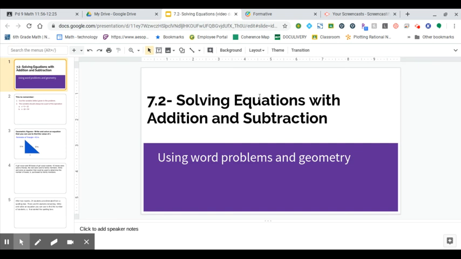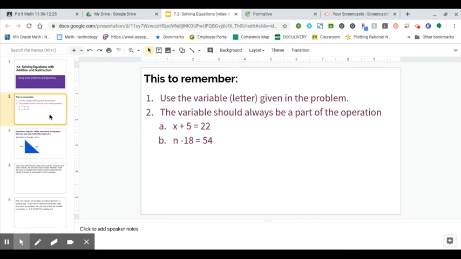Today we're going to look at solving equations with addition and subtraction, and we're going to focus on writing word problems and solving some geometry problems. A few things to remember before we get started is that we always want to use the variable that's given in the problem. So if they give you a specific letter to use, you want to make sure that you use that letter as your variable when you're writing an equation.